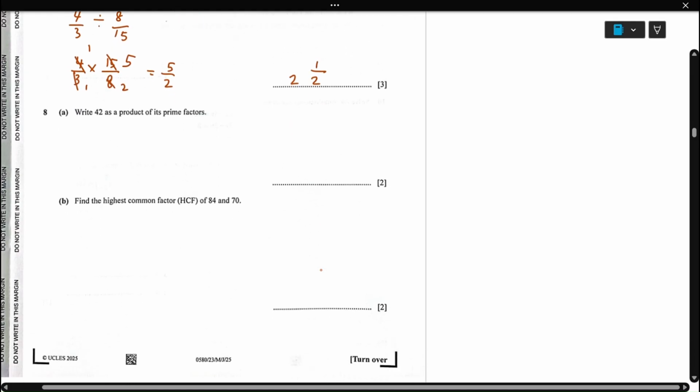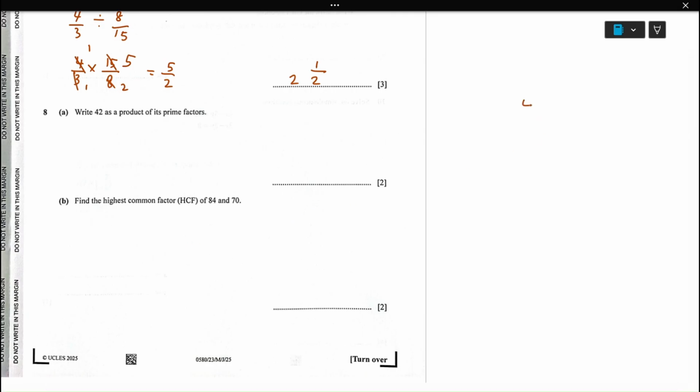Next, write 42 as a product of prime factors. So here, 42, and we'll go for prime factors, which is 2 and 21, which is 3 and 7. So the answer is going to be 2 times 3 times 7.